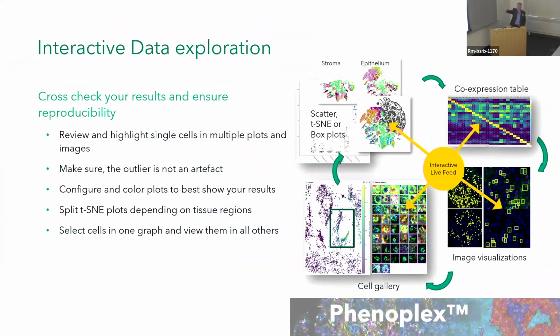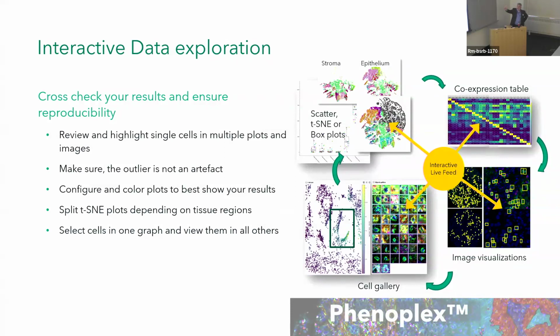And so you can gate on objects in the t-SNE plot. You can separate the plots into different cohorts. Maybe you're interested in the cancer tumor regions, or maybe you're interested in glomeruli or whatever other compartments you have. You can facet these plots into different categories.